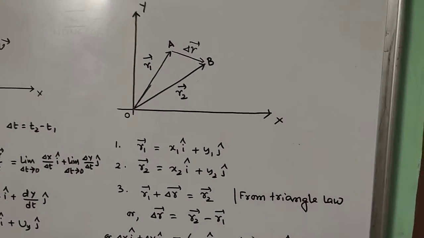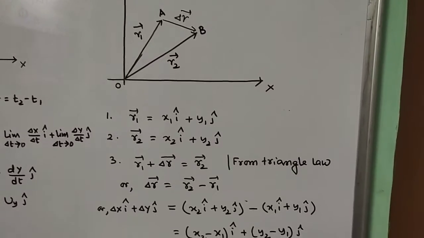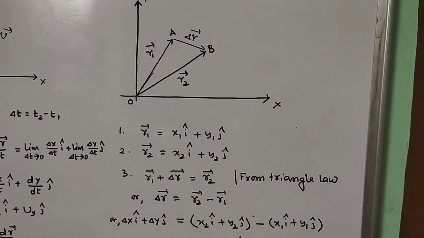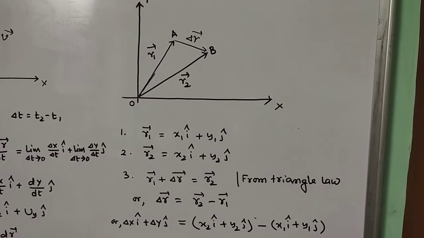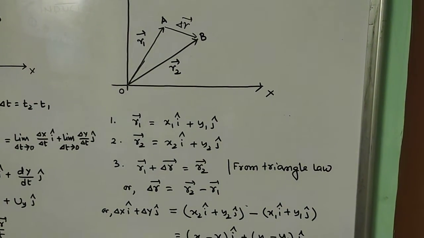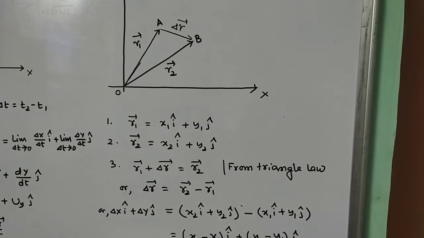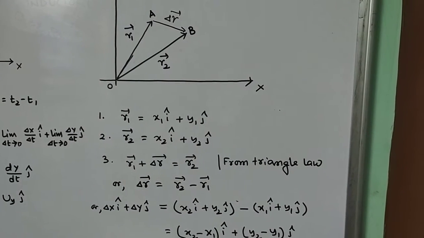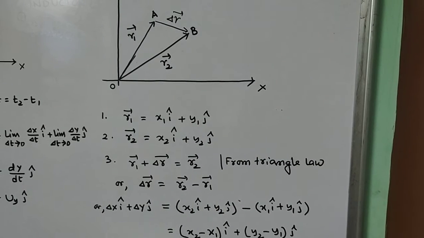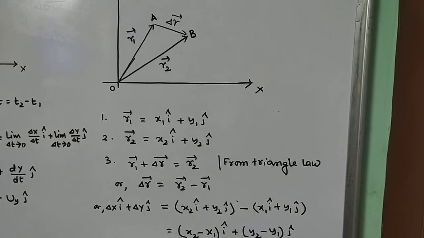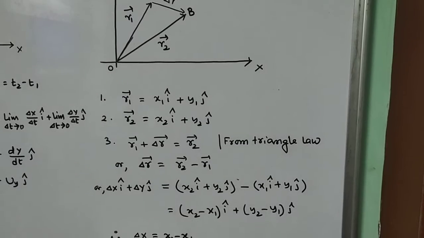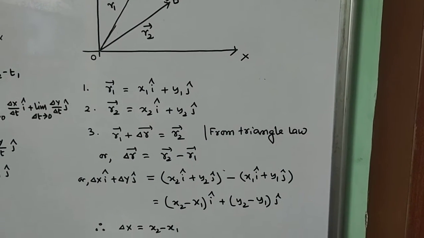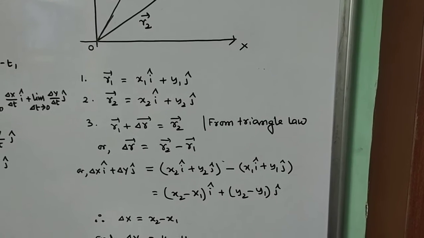So as delta r vector is in the xy plane, it has its component along x-axis and y-axis. So let the component be delta x i cap plus delta y j cap, and correspondingly for r2 vector and r1 vector, let me substitute the values, that is x2 i cap plus y2 j cap minus x1 i cap plus y1 j cap within bracket. So let me arrange the i cap part, x2 minus x1 i cap, and y2 minus y1 j cap.